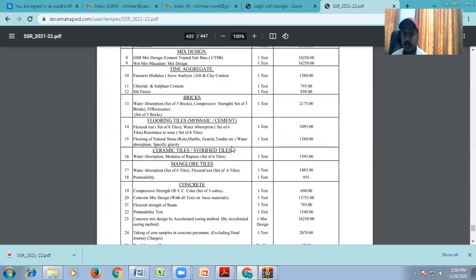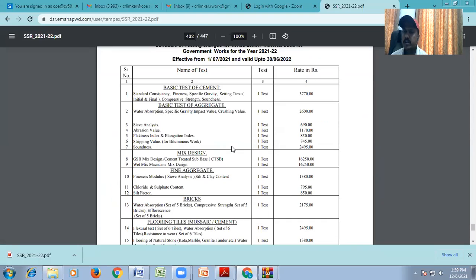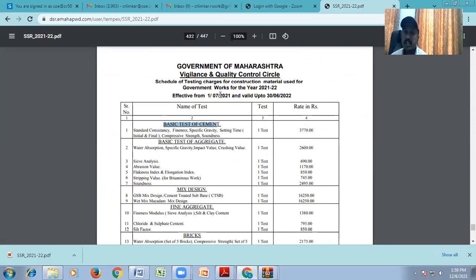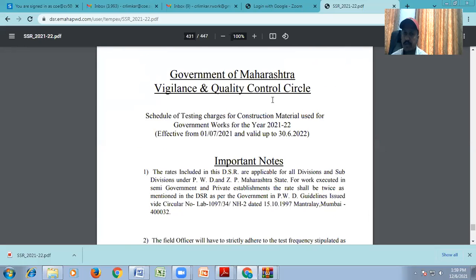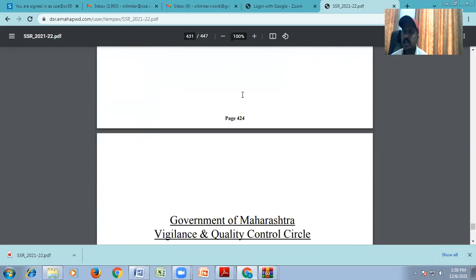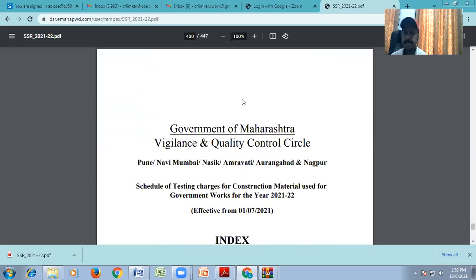The consultancy rates, that is, the material testing rates. If you see the basic test of cement, you require 3,770. That part, I think we have discussed. Yes, the validity for this is from 1st of July 21 to 30th of June 22, for the quality control circle, that is, testing of the materials.